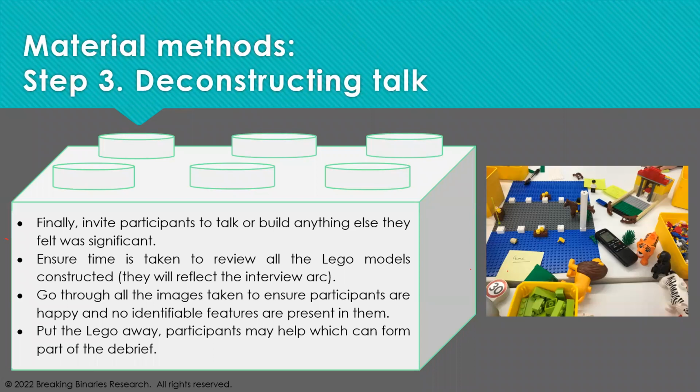So you then ensure that time is taken, that participants are happy with what's been constructed. After all, it's their representations, it's their constructions. And you'd also go through images taken and ensure that participants are happy with the images taken. Obviously, anonymity, taking into account ethical considerations, ensuring that there's no identifying features. So if, for example, there was a hand or a bit of clothing, I would ask participants if that was okay in the image. And if they consented and they were happy with that, then that was absolutely fine.